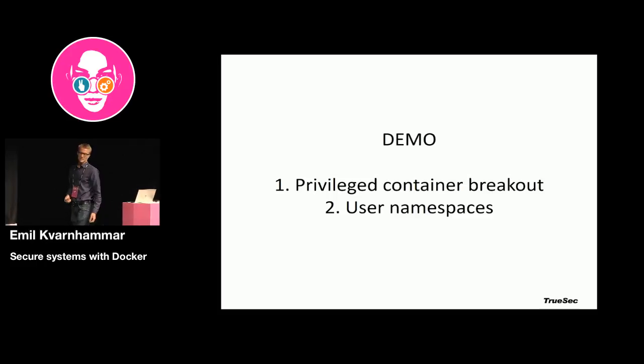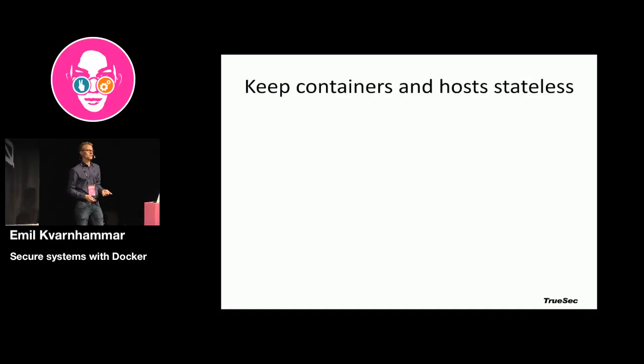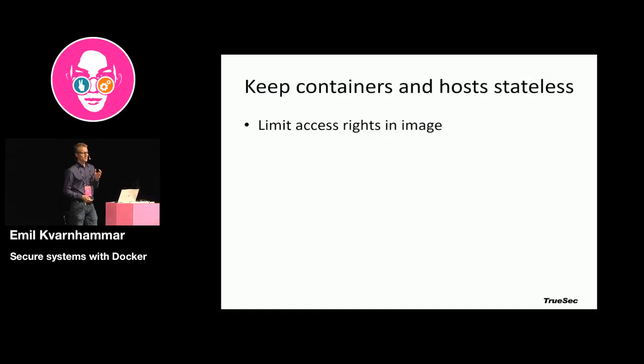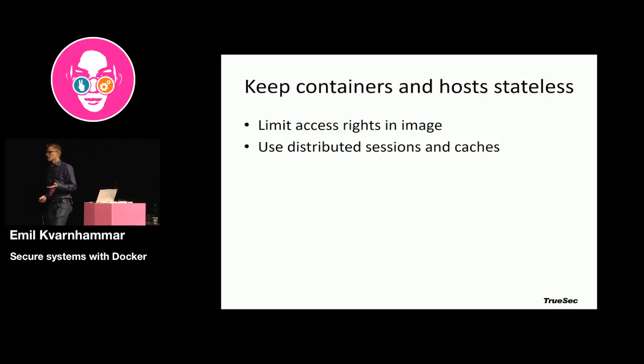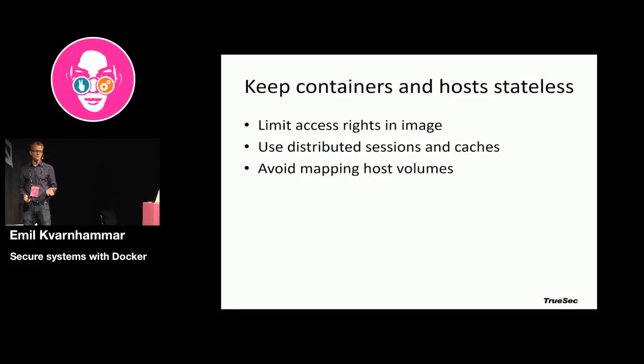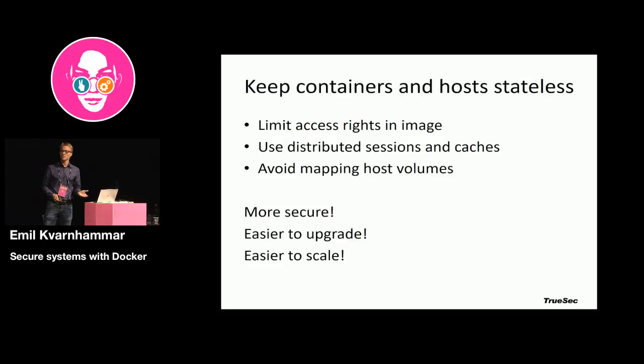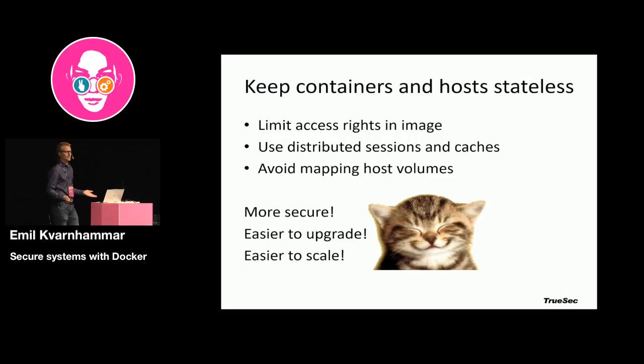So this was privileged container breakout and user namespaces. So keep your containers and hosts stateless, because if you do, part of that is limiting the access rights in the image. Use distributed sessions and caches, and avoid mapping host volumes. And if you do, your containers and hosts are going to be more secure, it's going to be easier to upgrade, and it's going to be a lot easier to scale. There's only benefits, and you're going to be like a happy cat.